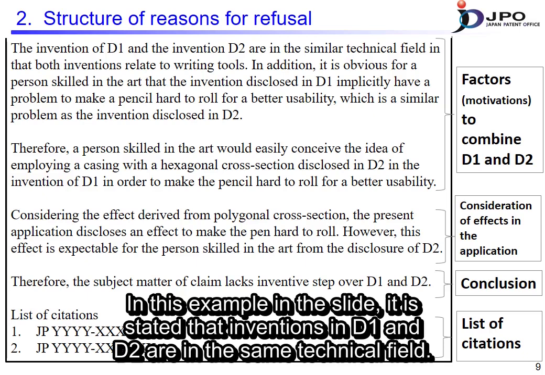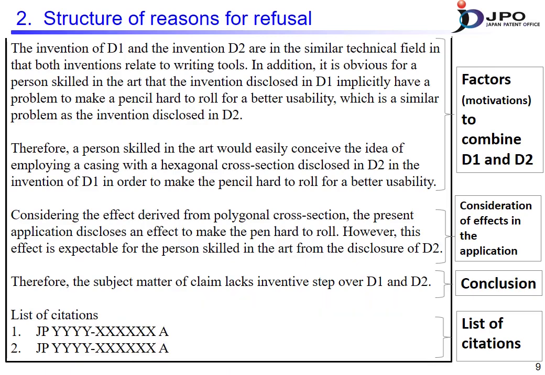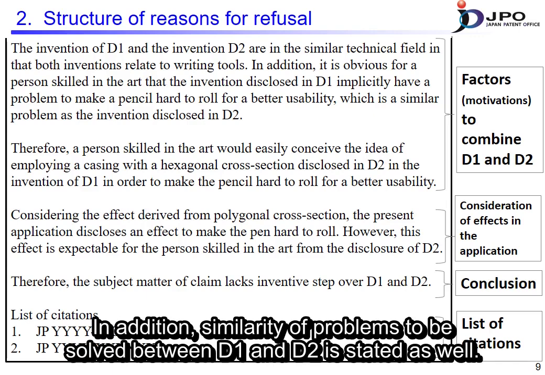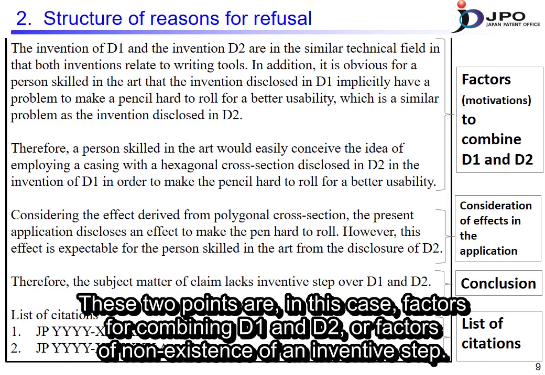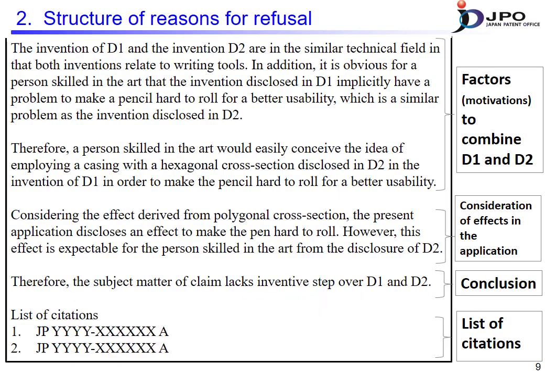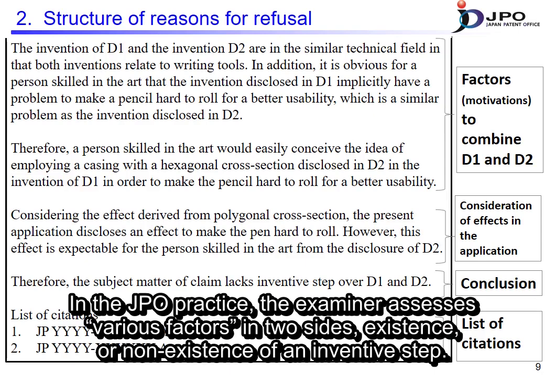In this example in the slide, it is stated that inventions in D1 and D2 are in the same technical field. In addition, similarity of problems to be solved between D1 and D2 is stated as well. These 2 points are, in this case, factors for combining D1 and D2, or factors of non-existence of an inventive step. In the JPO practice, the examiner assesses various factors on 2 sides, existence or non-existence of an inventive step.